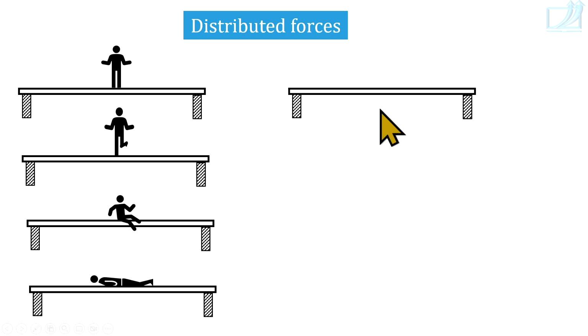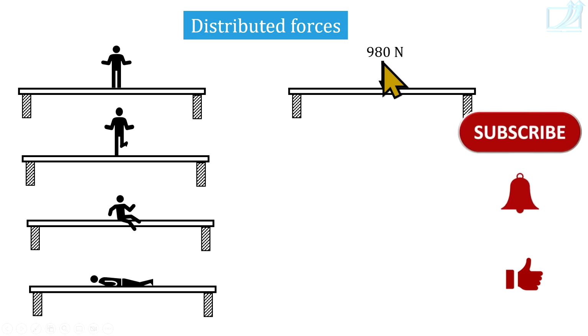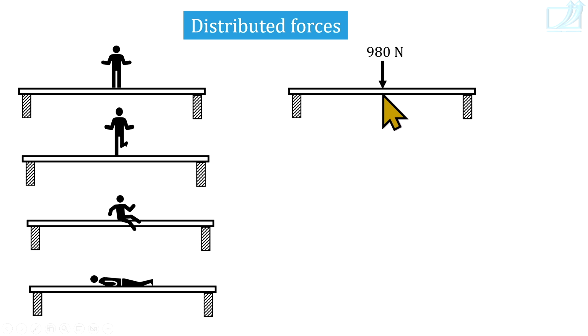So this is how we show it. We show that this is the force exerted by the man on the wooden plank at this point. Is it really acting at a single point? No. The force exerted by the man is distributed over a certain area. His feet are in contact with the wooden plank and at the area of contact his weight is distributed.